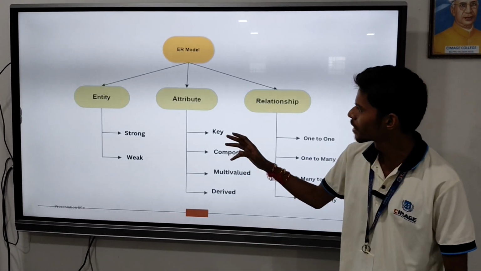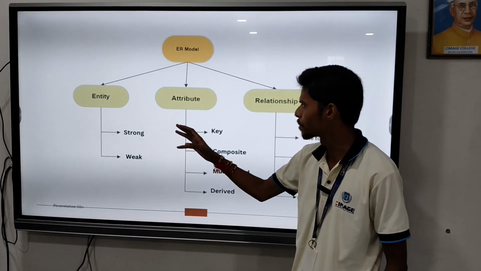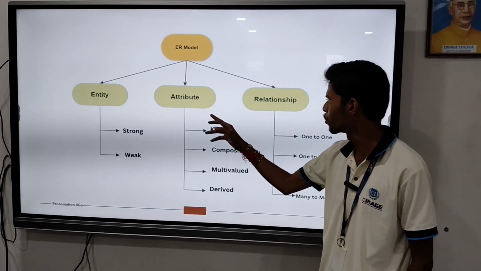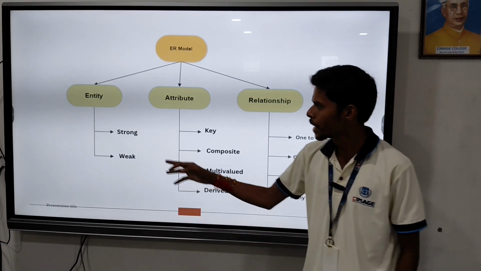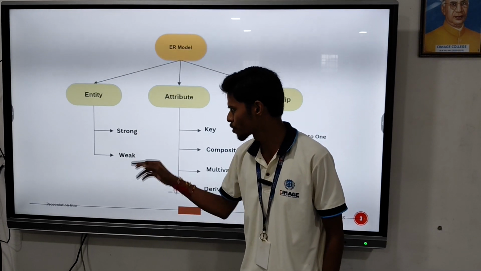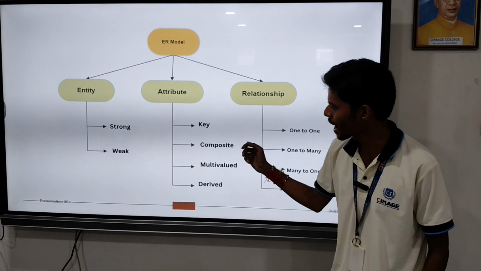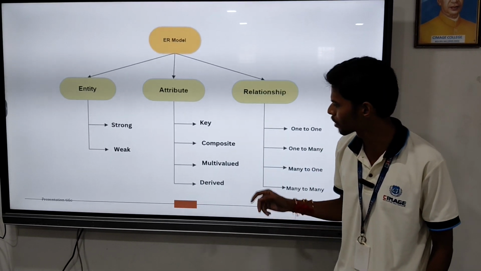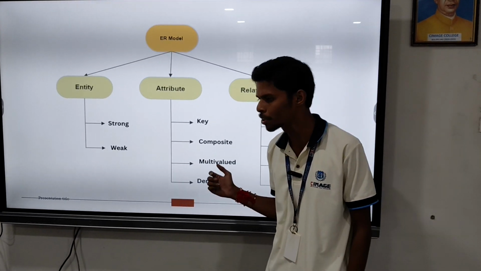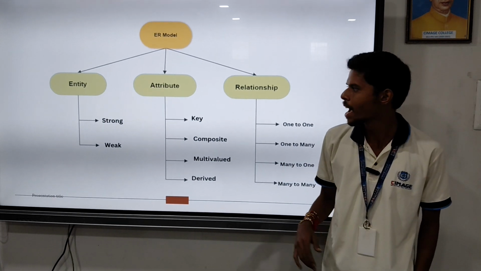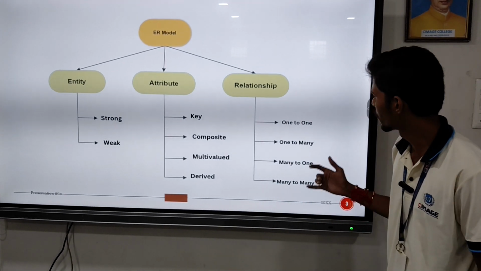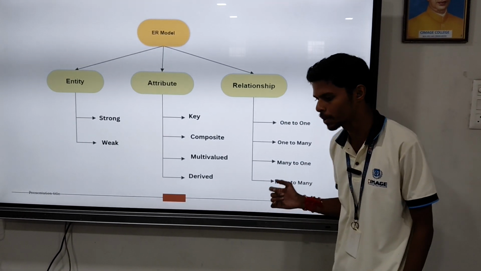Here, the model is of three types. The first one is the entity, the second one is the attribute, and the third one is the relationship. Entity is of two types: the first one is strong and the second is weak. Attribute is of six types, namely key attribute, composite attribute, multivalued attribute, derived attribute, simple attribute. And here is the relationship, which is one to one, one to many, many to many.